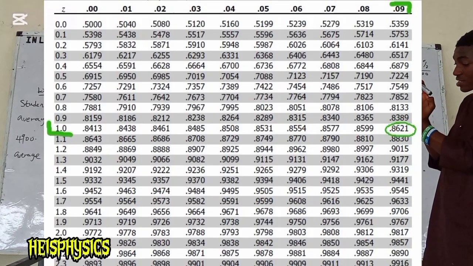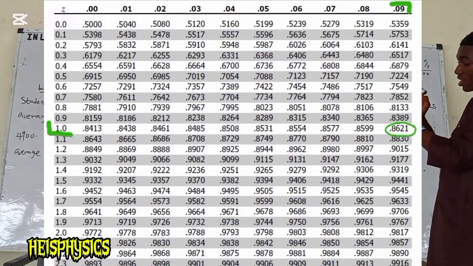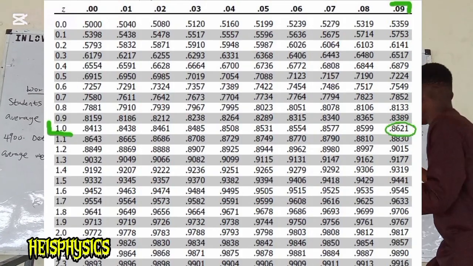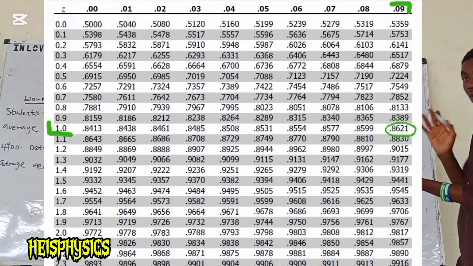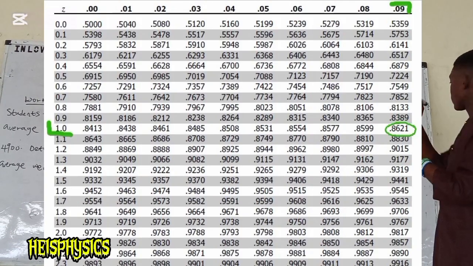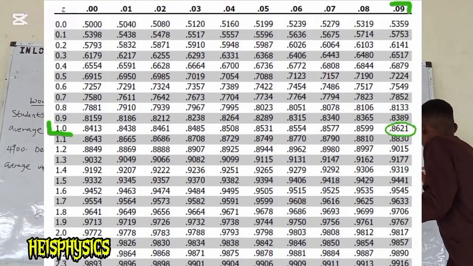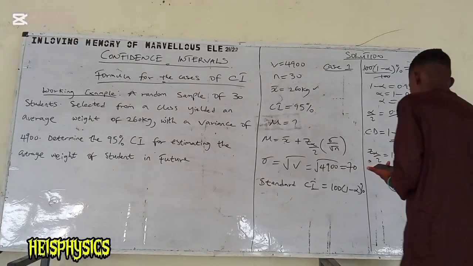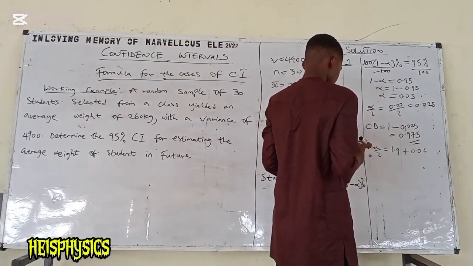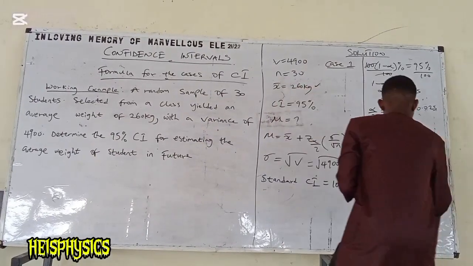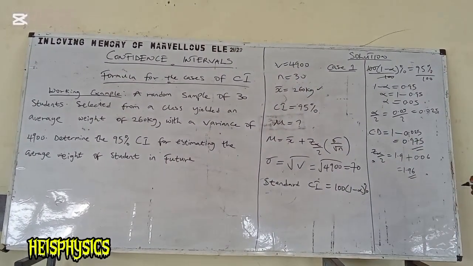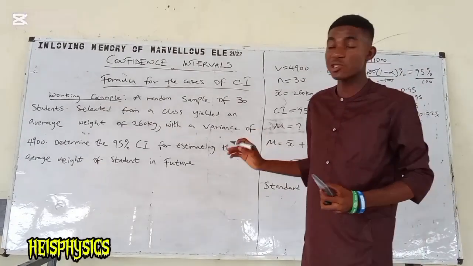Because if you trace 0.975 going to the left is 1.9 and up is 0.06. So it's 1.9 plus, tracing it up, 0.06. If you sum this together, we have 1.96. So this is our z-score value. Now let's put it in our formula and get our population mean.